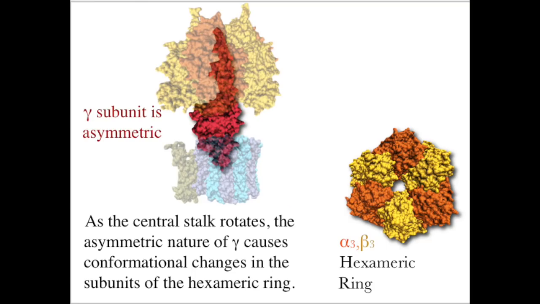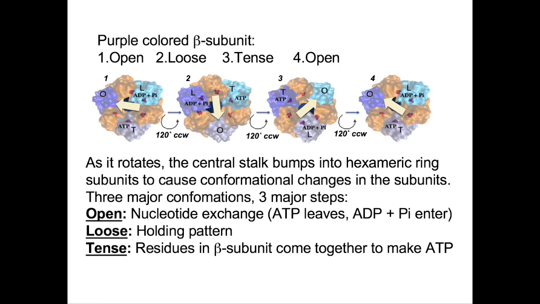Let's take a closer look at what's actually going on. In this figure, we're looking at the alpha 3 beta 3 hexameric ring, and the beta subunits are colored in purple, lavender, and cyan. We're going to look at just the purple colored beta subunit and see what happens to it as the central stalk bumps into it. The three major conformational changes that happen are open conformation, loose conformation, and tense conformation. In the open conformation, which is the one we see in number 1 and 4, there's a nucleotide exchange that happens. ATP leaves and is replaced by ADP and an inorganic phosphate.